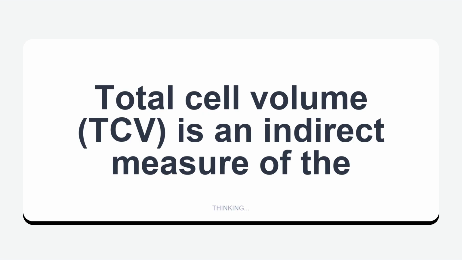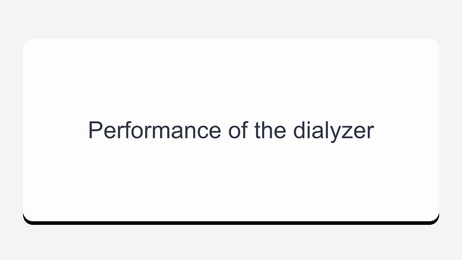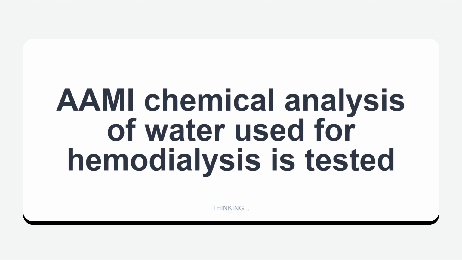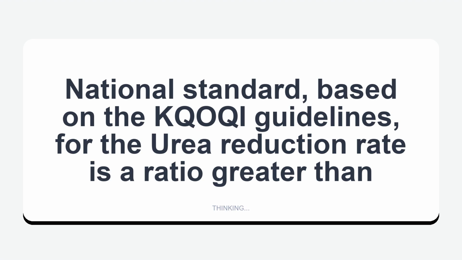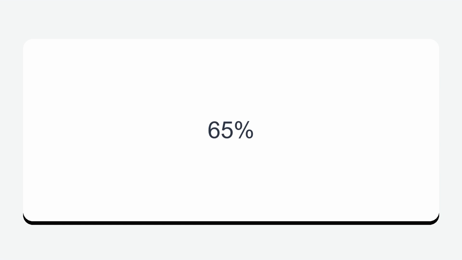Total cell volume, TCV, is an indirect measure of the performance of the dialyzer. AAMI chemical analysis of water used for hemodialysis is tested annually. The national standard, based on the KDOQI guidelines, for the urea reduction rate is a ratio greater than 65%.